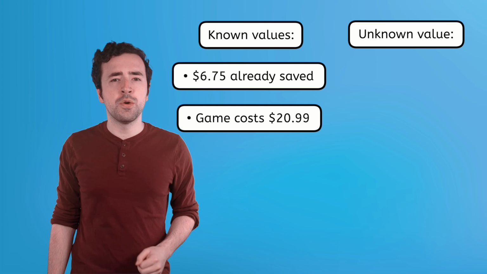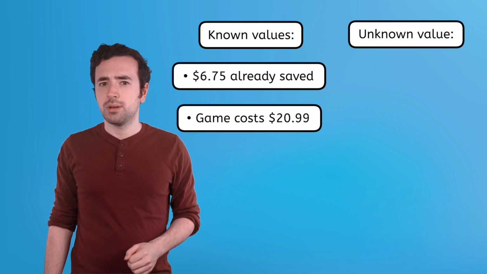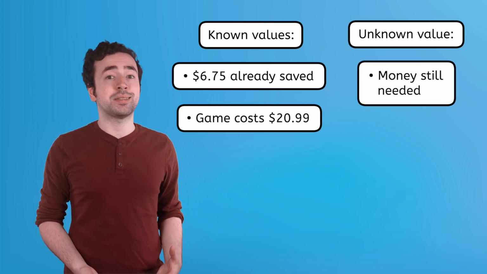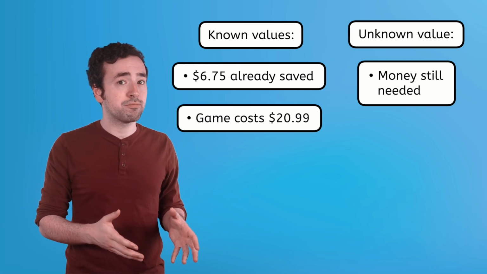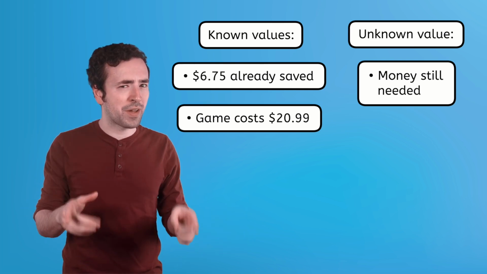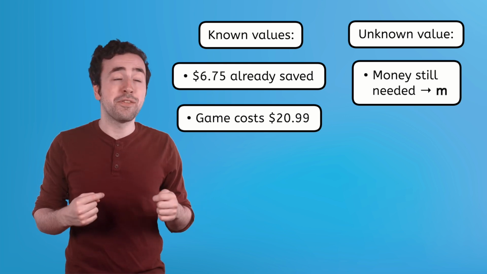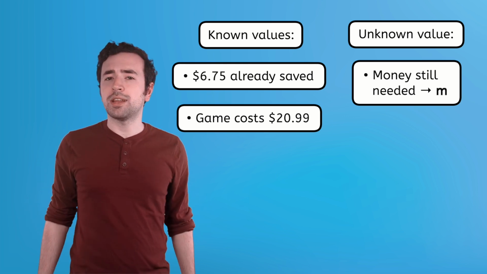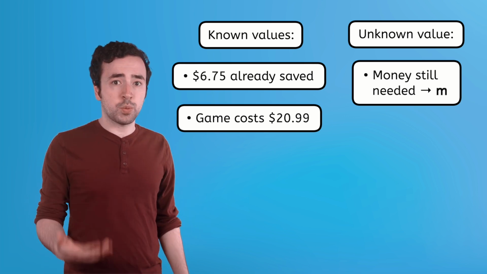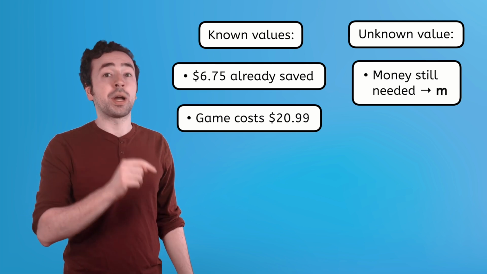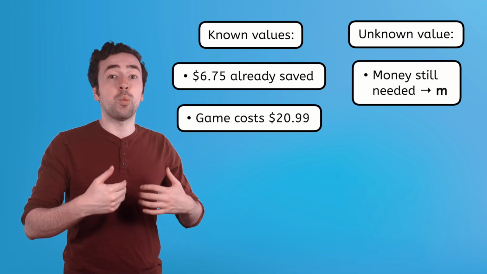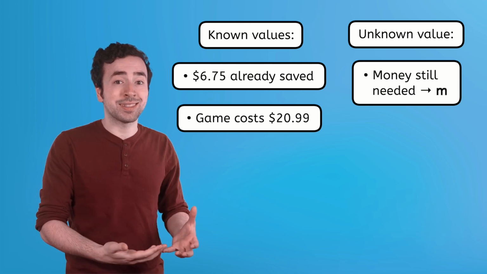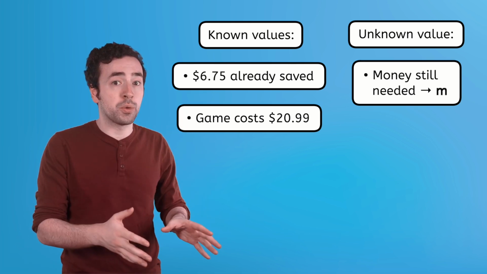What's the unknown in this situation? Right, how much more I need to save. And how do we represent something we don't know in math? Absolutely, with a variable. I'll use m for money. Whenever we're writing an equation from a real-world situation, the unknown becomes the variable. And when we solve the equation, we're finding out what that unknown actually is. We're making the unknown known.